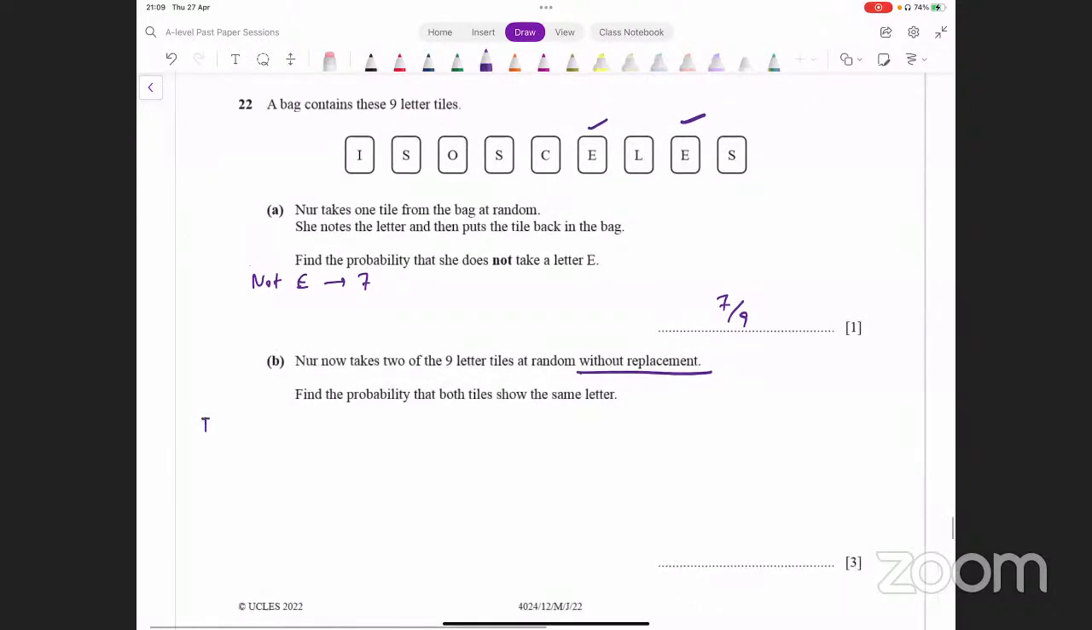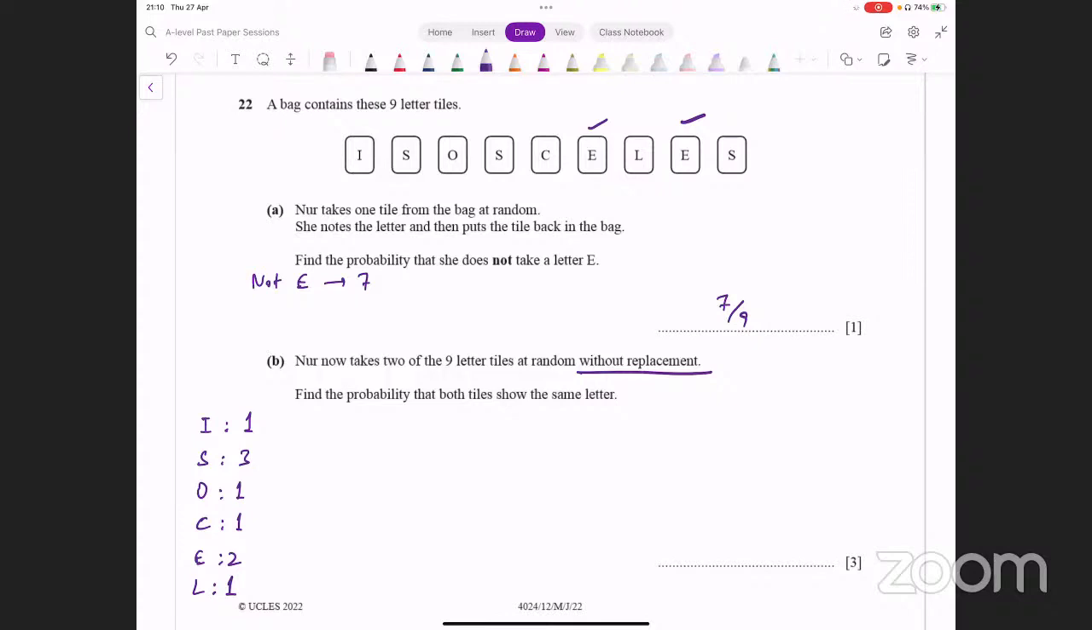You have I's. How many I's do you have? You have only one I. You have S. How many S do you have? 1, 2, 3 S's. Then you have O. There's only one of that. Then you have C. There's only one of that as well. Then you have E. There are 2 of that. And you have L, and there's 1 of that. And that completes your 9 letters. 4, 6, 9. Now see, it says find the probability that both tiles show the same letter.